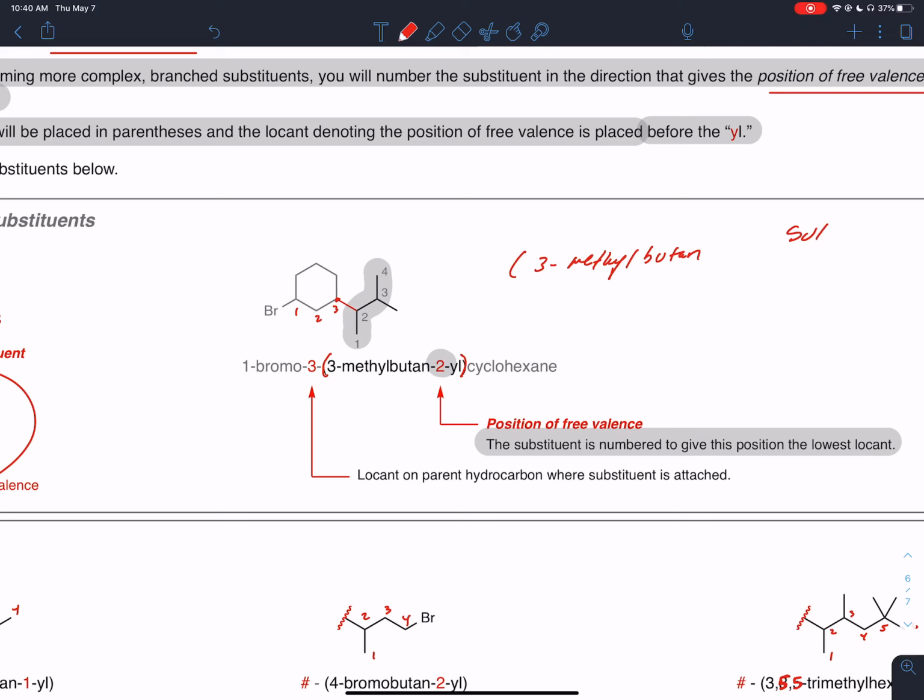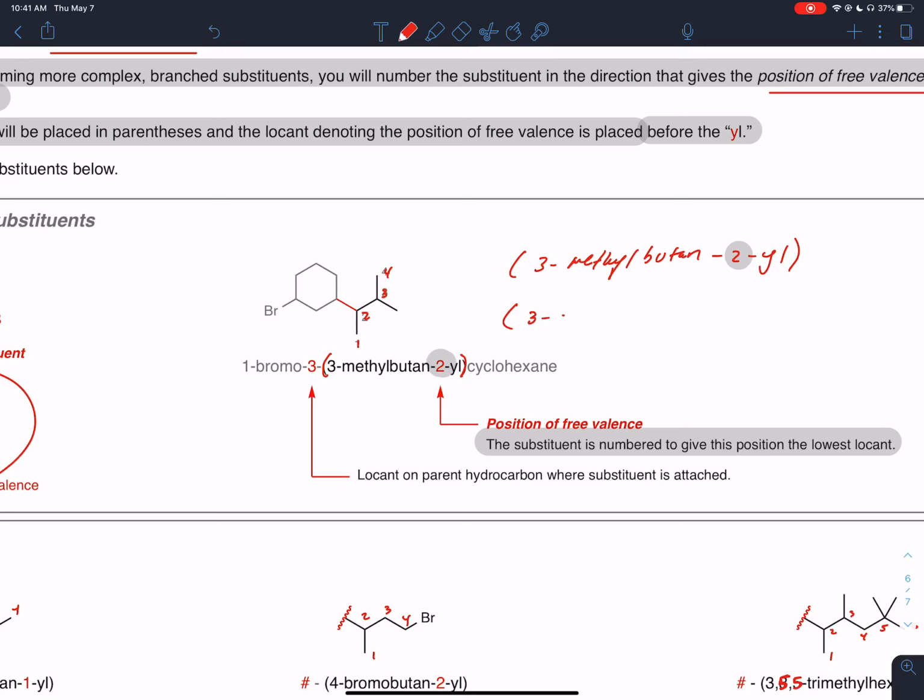We say butan, and then we say -2-yl, and that is our complex substituent, where that locant coming before the suffix YL is indicating which locant on our complex substituent is connecting to the parent hydrocarbon. All right, I know this can be a little confusing, so let's break that down again. We acknowledge here that there's a complex substituent. We number the chain of that substituent to give the lowest locant to that position of free valence. We then almost name it as its own compound.